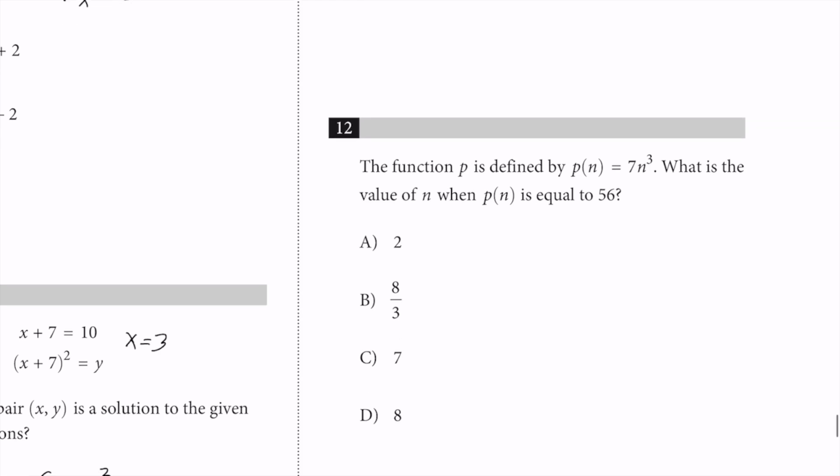Question 12. The function p is defined by p of n equals 7n cubed. What is the value of n when p of n is equal to 56? So then we have 56 equals 7n cubed. We divide both sides by 7. 56 divided by 7 is 8. 8 equals n cubed. We take the cube root of both sides and we get n equals 2. There we go. That's question 12.